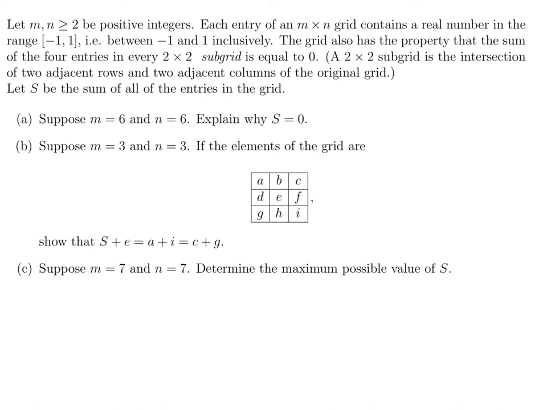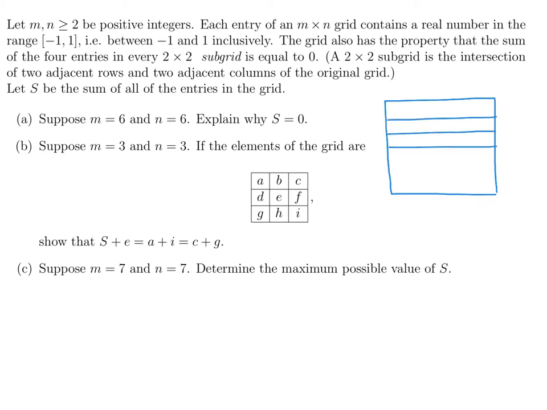Okay, well, we have this time a 6 by 6 grid. So 6 by 6, so we will have 6 here. And then we have 6 down like that.